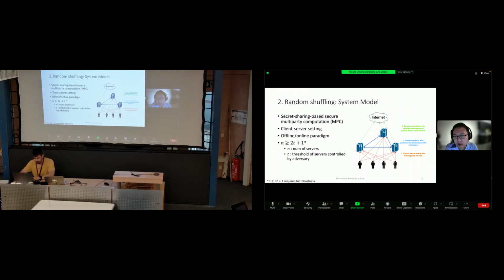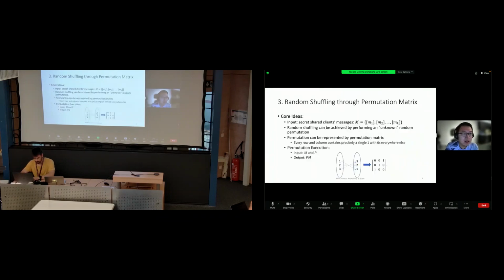Our protocol is generally divided into 3 steps. In step 1, clients will secretly share their messages to the MPC servers. In step 2, servers will perform MPC protocols to randomly shuffle the messages. In step 3, servers will reconstruct the shuffled messages and publish them to anywhere they want.